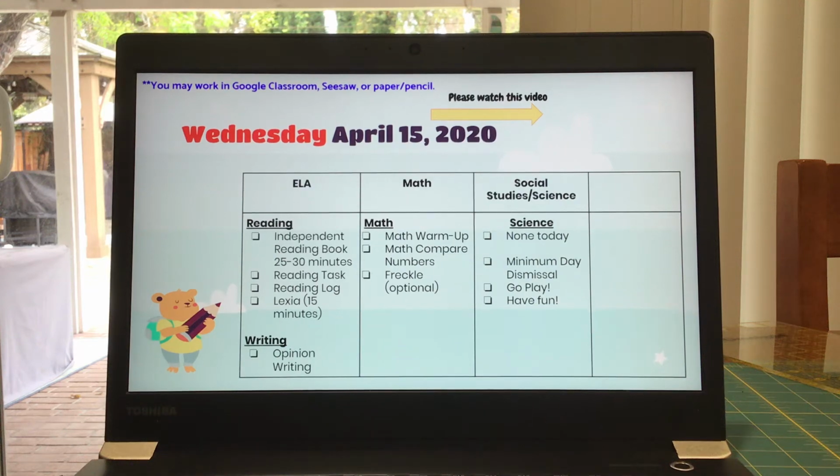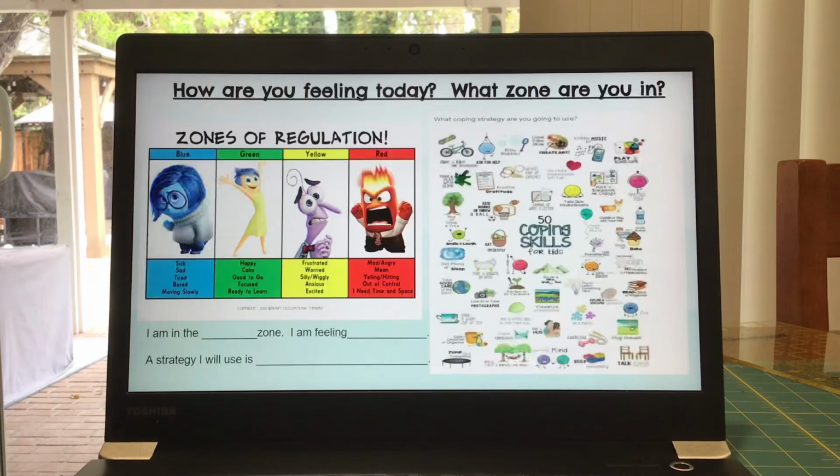Good morning. Today is Wednesday, April 15th, and let's talk about our assignments for today. Go ahead and check in. What zone are you in? Remember, it's okay to go in and out of zones all day, just as long as you have strategies to get back into that green zone.